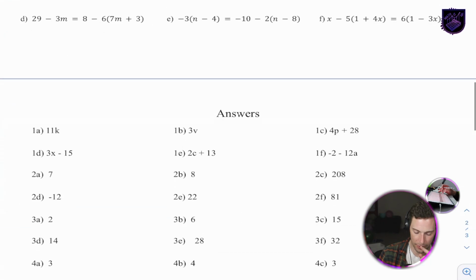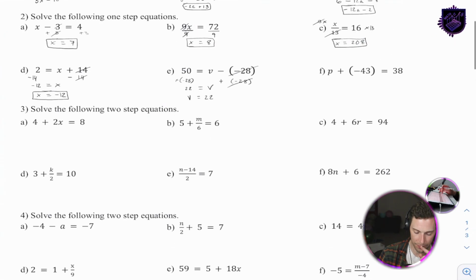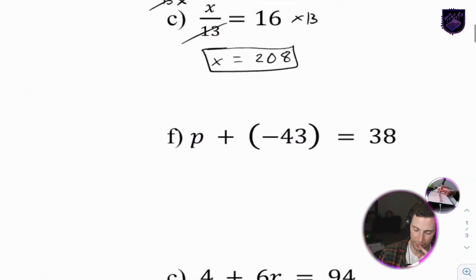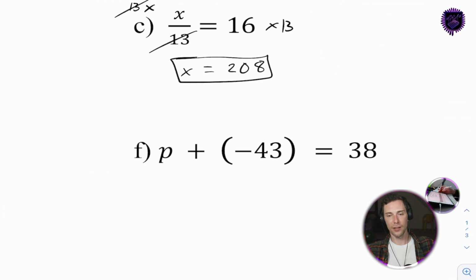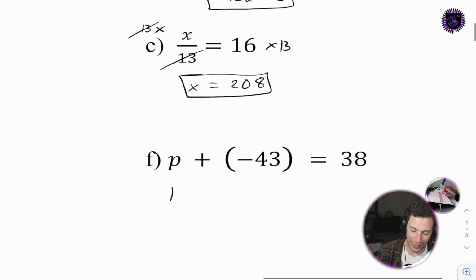22. Interesting. All right, another integers. Oh, tricky. Okay, p plus negative 43 is 38. So let's do the same thing. P, whoops, that's not what I want. I want to change my sign, but do the same value.